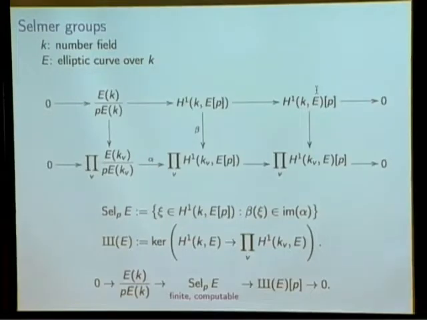The whole point of this is that the middle term is, first of all, finite, and also it's computable, at least in principle. So that gives you a way of bounding the Mordell-Weil group. And then the hard part is the problem of separating out which part comes from the Mordell-Weil group and which part comes from the Sha.